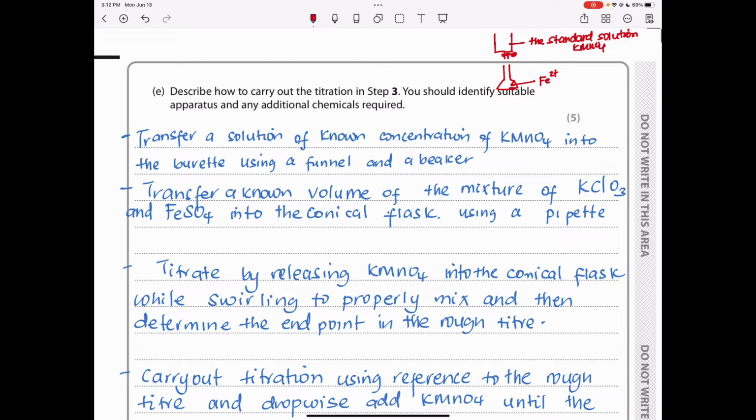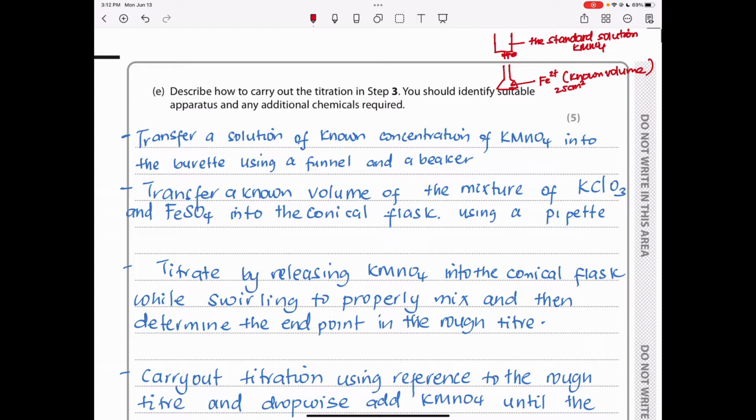The funnel helps you to make a clean transfer of solution, and it minimizes the appearance of bubbles. Next, you will transfer a known volume. Remember, this volume we put in here has to be a known volume, a known volume of the mixture of potassium chloride as well as iron sulfate into the conical flask using a pipette. Usually we transfer 25 centimeters cubed.